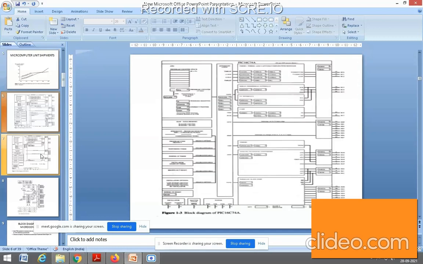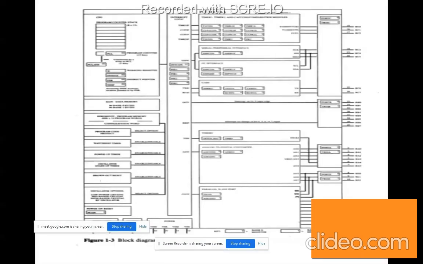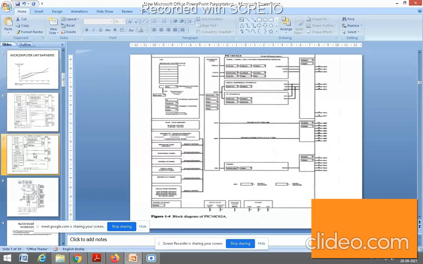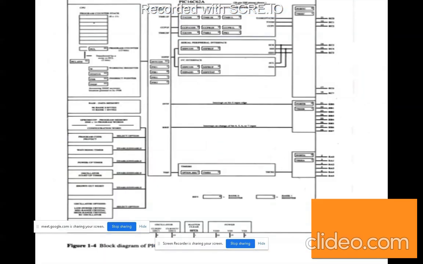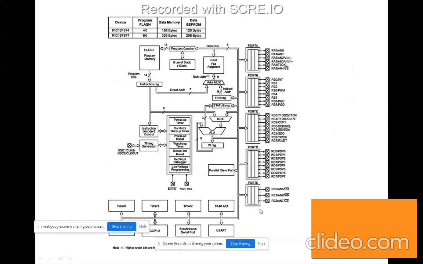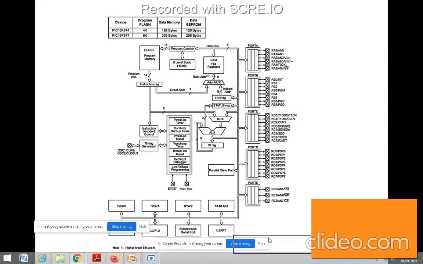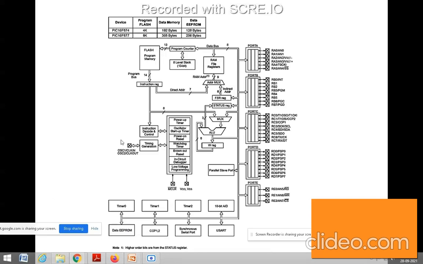This is the block diagram of PIC 16C74A. It's not clear because all the words are very minute. You can see this diagram in your book. This is not the exact diagram, but somewhat related to your PIC microcontroller. So here you will be having all the things.